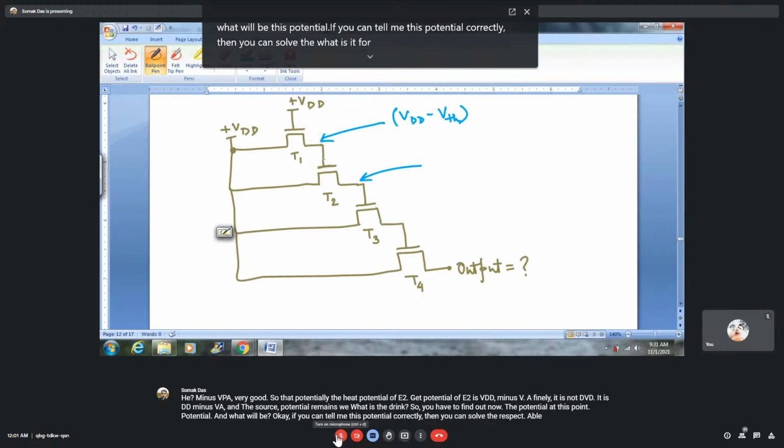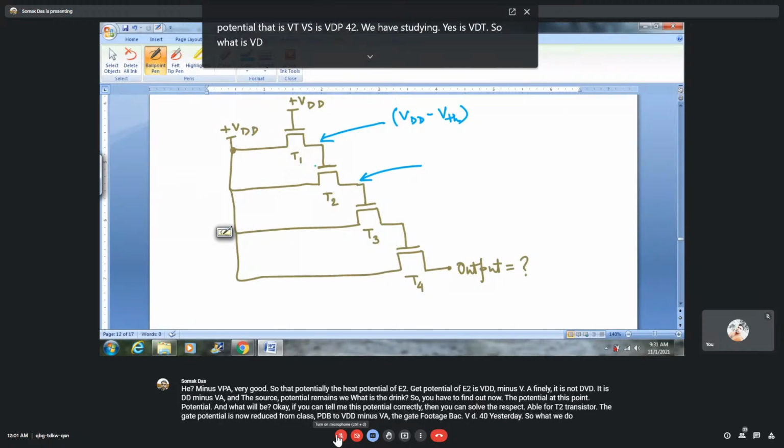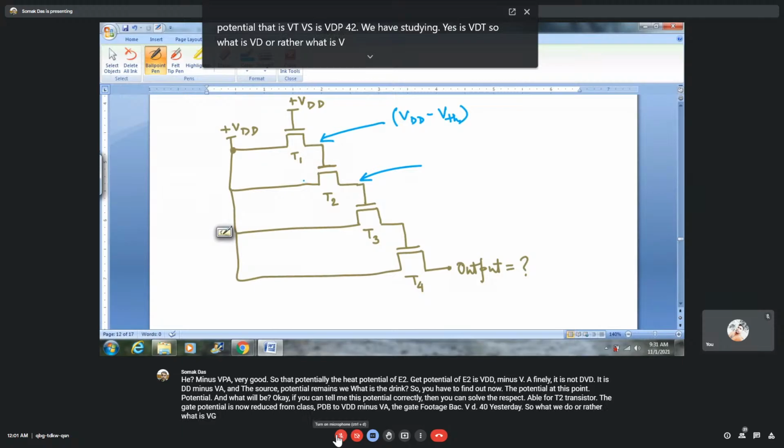For T2 transistor, the gate potential is now reduced from plus VDD to VDD minus VTH. The gate potential, that is VG. Vs is VDD. For T2, we are studying T2. Vs is VDD. So what is VGS? What is VGS potential?